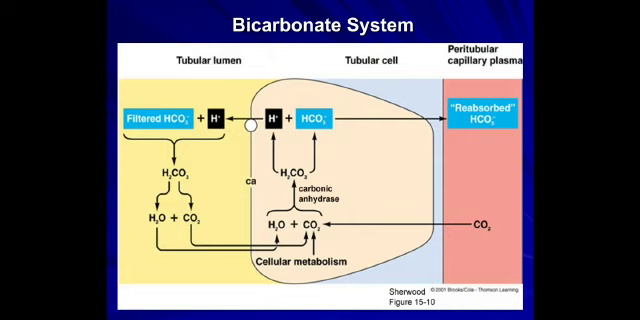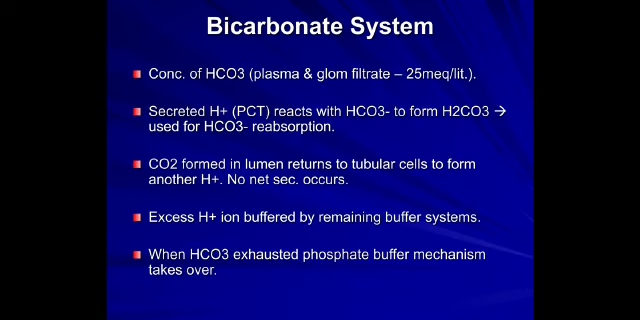So the bicarbonate system, wherein newly synthesized bicarbonate is formed with every reabsorbed bicarbonate and a hydrogen is secreted. The concentration of bicarbonate in plasma and glomerular filtrate is around 25 milliequivalents per liter. The secreted hydrogen ion reacts in the PCT with bicarbonate to form carbonic acid, used for bicarbonate reabsorption. Carbon dioxide formed in the lumen returns to the tubular cells to form another hydrogen, so no net secretion occurs. Excess hydrogen ion is buffered by the remaining buffer systems.